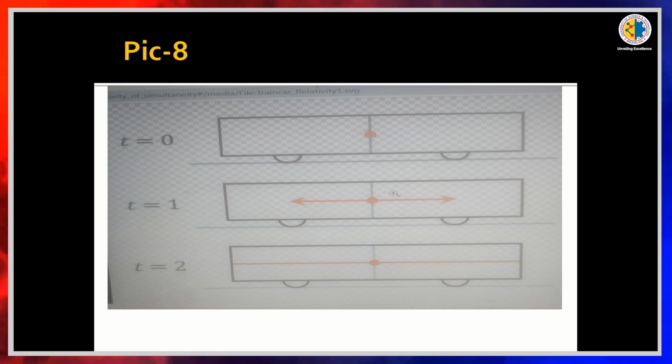then the light switches on, and at t equal to 1, the light travels in both directions, and at t equal to 2, light reaches the front end of the train and the back end of the train. And according to Einstein, for the inside observer, both events happen simultaneously.